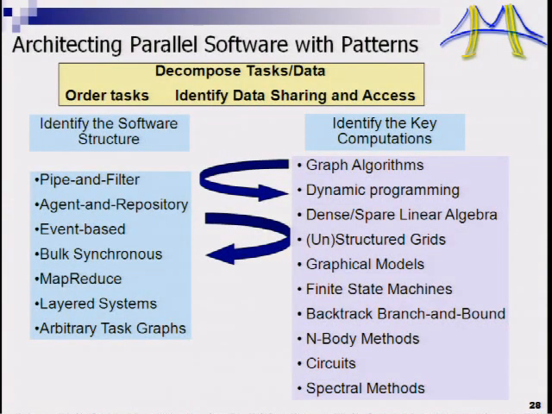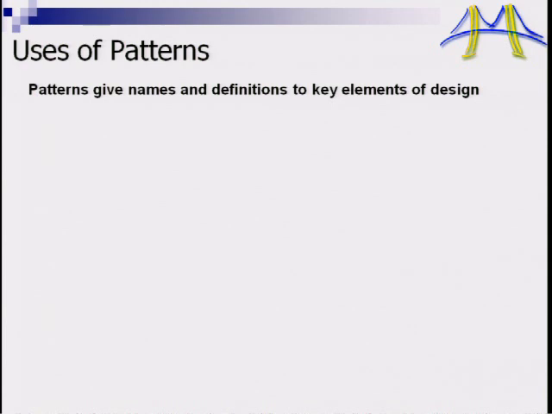going back to this iterative process of building our factory here, identifying the structure, identifying the computations back and forth to build the whole factory. So again, I describe these as patterns. I've taken a bunch of architectural styles from the object-oriented programming community, and Garland and Shaw in particular, and I've called those structural patterns. And I've taken our 13 dwarfs, I've called those computational patterns. Why patterns? Patterns give names and definitions to key elements of design.